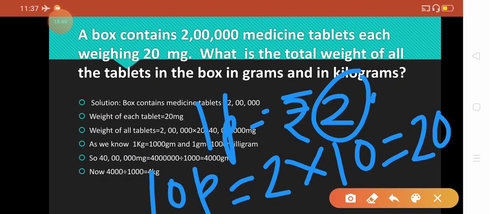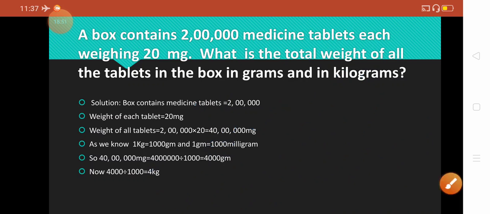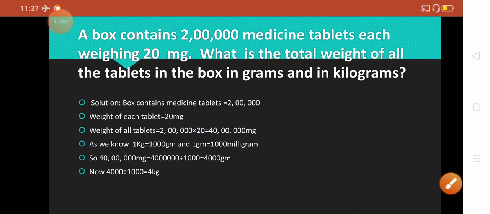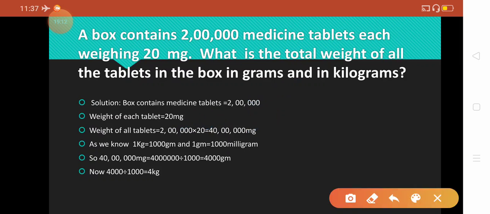So if you buy 10 pens, you have to pay 20 rupees. So the same formula we will use here. We have the weight of one medicine tablet. One medicine tablet weighs 20 mg. And how many tablets are there? 2 lakh. So the weight of all tablets is 2 lakh multiplied by 20, 40 lakh. So what is the weight? 40 lakh milligram. Now what is being asked? You have to find the weight in gram and kilogram.